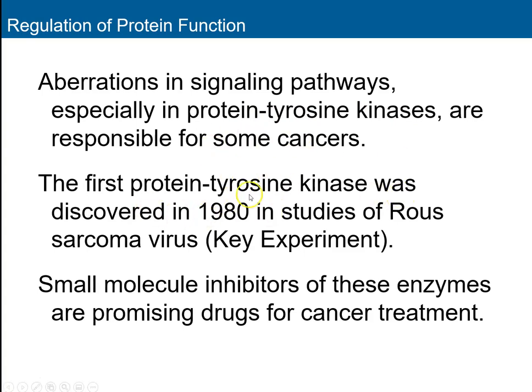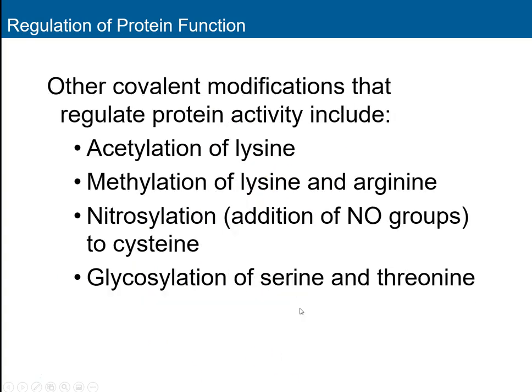The first protein tyrosine kinase that was discovered was in 1980 and was from this particular sarcoma. There is a key experiment, and I probably have it up on Moodle, so if we have time, I will draw your attention to it, but to save time, I'm not going to pull it up right now. Basically, there are small molecule inhibitors of these particular enzymes that have been used to treat cancer.